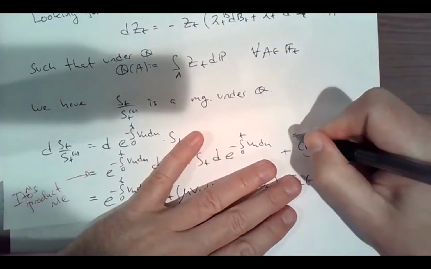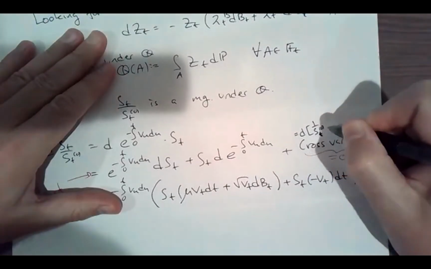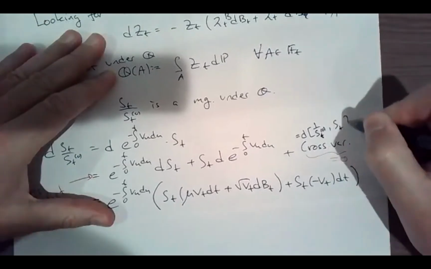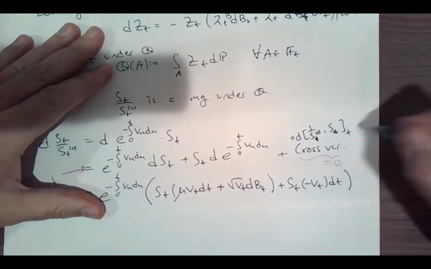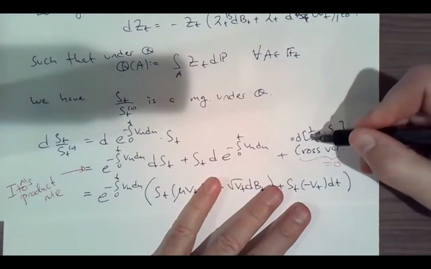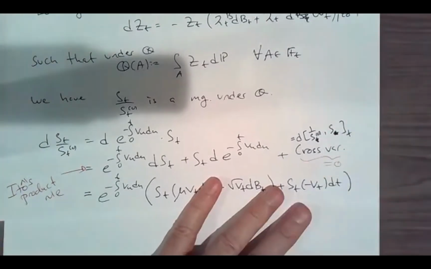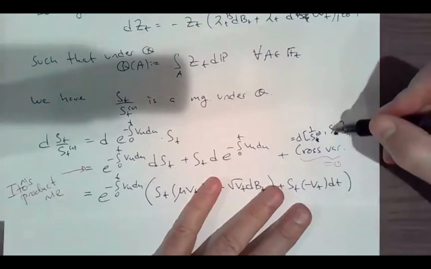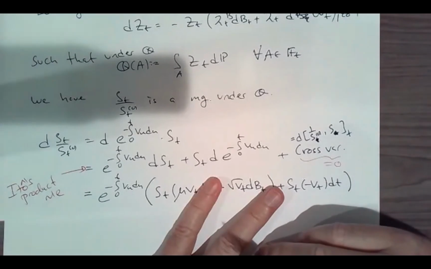This term here, this is d of 1 over St0. And there's no Brownian motion in the equation for St0. That's right. But it's a cross variation between 1 over St0 and St, and St has a Brownian motion. Yeah, S has Brownian motion, but this one here does not. So if one of them doesn't have a Brownian motion, then it's 0. Yeah, 0. Okay. All right.